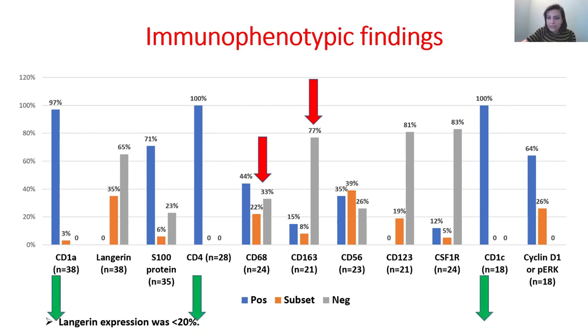And as you see, all cases tested were positive for CD4 and CD1C. And CD1A immunostain showed strong membrane staining and was positive essentially in the entire population of the neoplastic histiocytes in the vast majority of the biopsies, as part of the inclusion criterion.